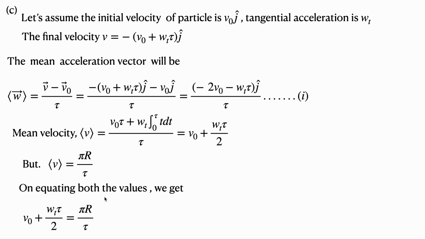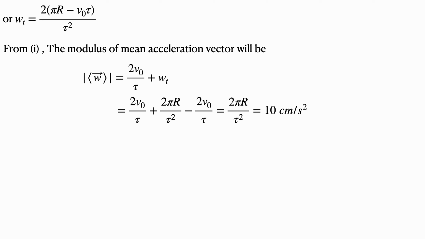So let's equate the values of mean velocity in both equations. We will get the equation v₀ plus wτ τ by 2 equals πr divided by τ, or the acceleration wτ will be 2 times (πr minus v₀ τ) divided by τ square.